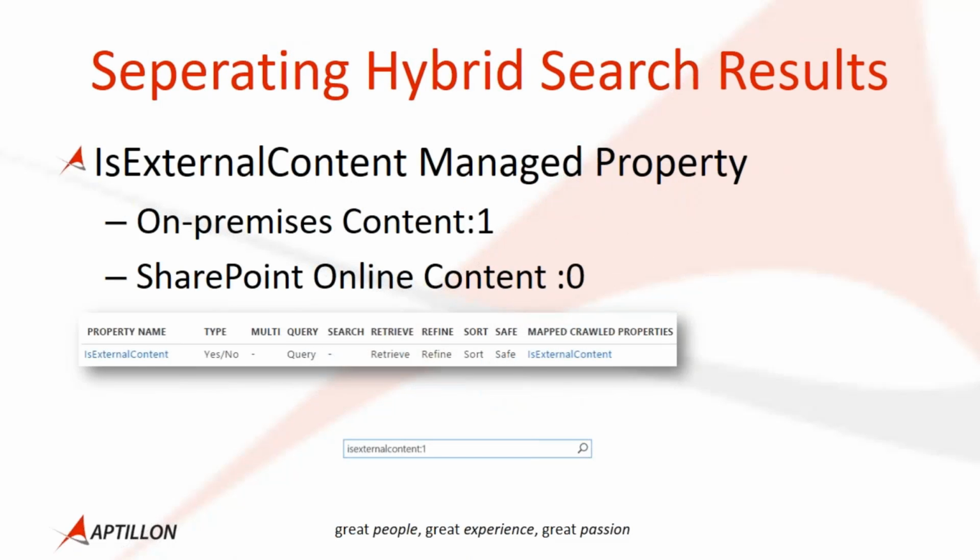Now there is another feature that you can take advantage of, and that's when you're using the cloud search service application. Any content that gets crawled external to Office 365 gets flagged with a managed property called isExternalContent. And if that is true, it exists outside of Office 365. So we can search for content from our on-premises farm by using isExternalContent1, and we can search for SharePoint Online content by using isExternalContent0, or I have found it safer to use not isExternalContent1, and I'll show you that in just a sec.